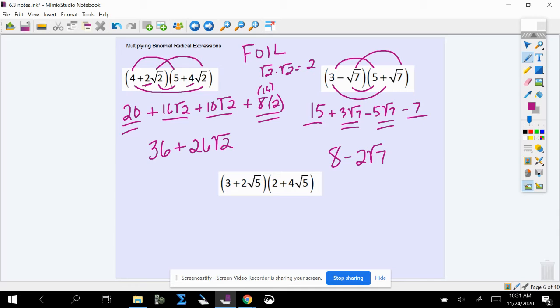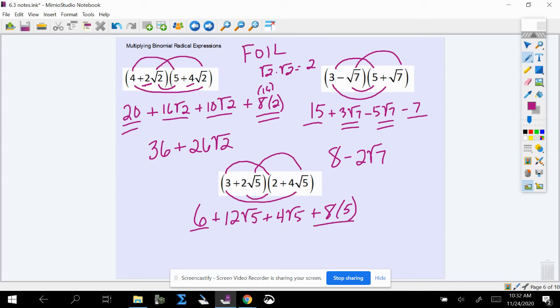Third one's probably the most involved just because it has bigger, more numbers associated with it. It's not too much, though. 3 times 2 is 6. That's your first. Your outer, 3 times 4 is 12, and it still has a root 5. Your inner, 2 times 2 is 4, and it still has a root 5. And then your last, 2 times 4 is 8, and then the square root of 5 times the square root of 5 is just 5.